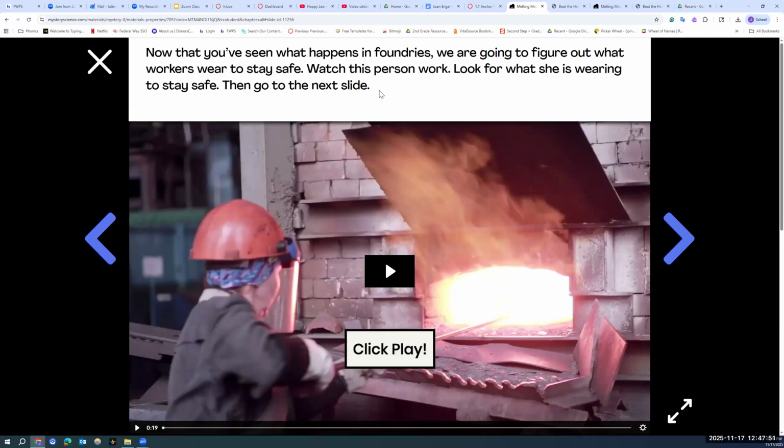She has a hard hat, she has a scarf on, and she has some gloves on and a protective coat. Why? I wonder why she was wearing those things. Why is she wearing each one? Talk with your learning coach to figure out why.